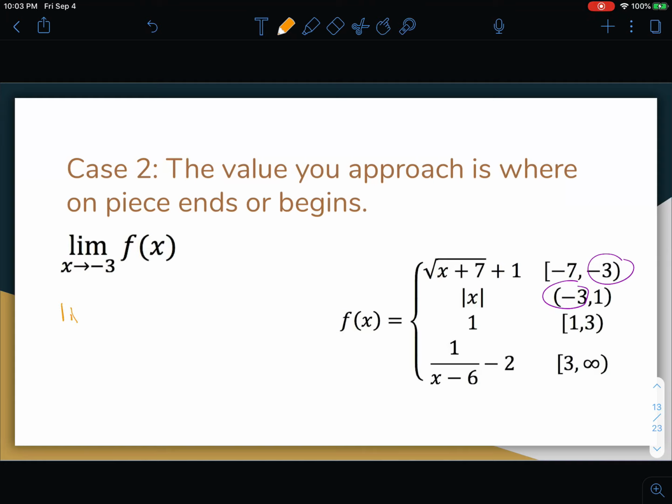So let's do the same thing here, and we're going to approach -3 from the left using this function. How do I approach -3 from the left? I use the values inside of here. So I would say the square root of -3 plus 7, and then plus 1 outside of the radical, which is the square root of 4, plus 1, which is going to be 3.